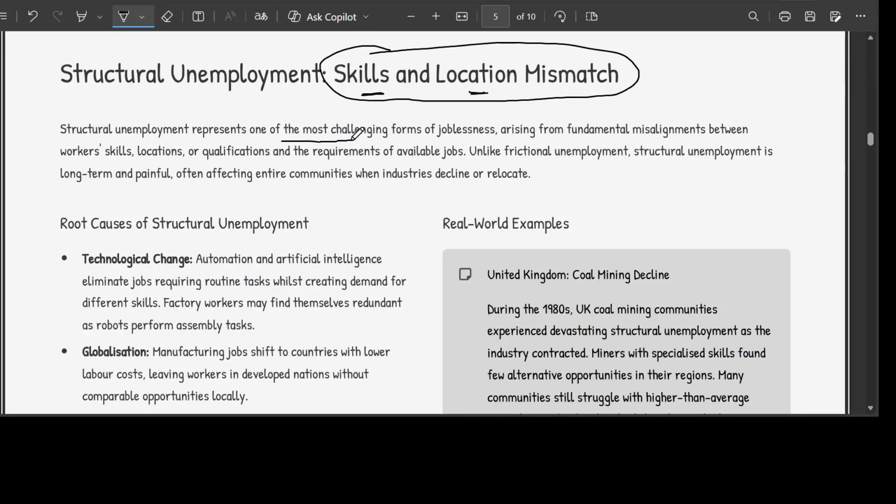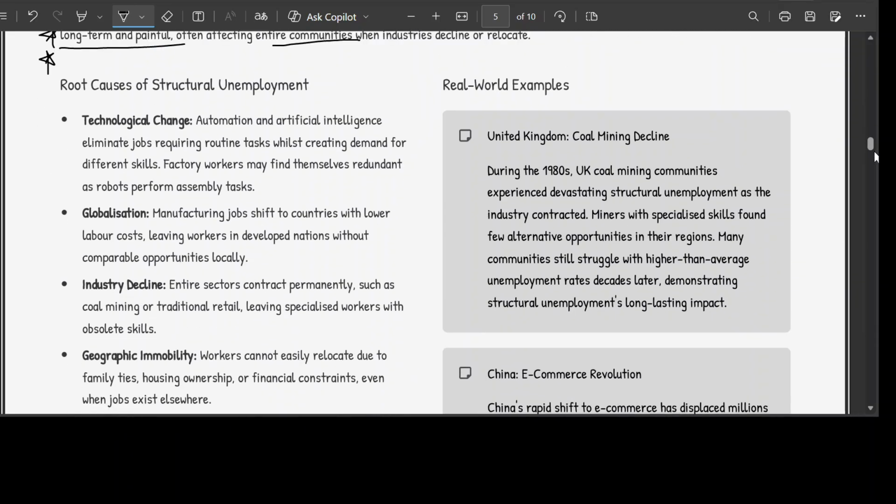So it is one of the most challenging forms of joblessness, arising out of fundamental misalignments between the worker's skill, location, or qualification and the requirements of the available job. Just like frictional, structural unemployment is long term and painful, affecting entire communities when industries decline or relocate.